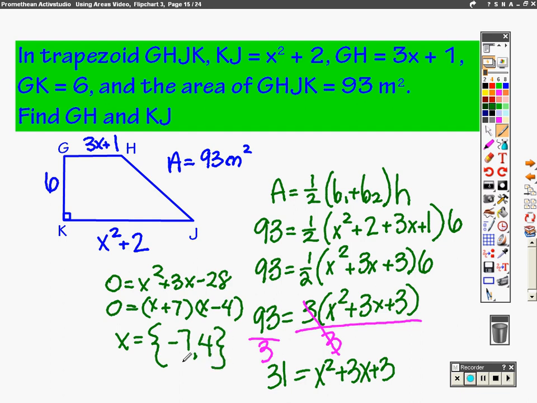Now, do you really think I'm going to leave it there? Come on, Olivia. What's the good deal here? What do we have to do? You have to check which one works. I'm going to guess that it's going to be the 4, that we can't have a negative value. So I'm going to reject our negative and use the 4. So 4 squared plus 2 means that this base is 18, and 3 times 4 plus 1 is that this base is 13, and that we've answered our questions.